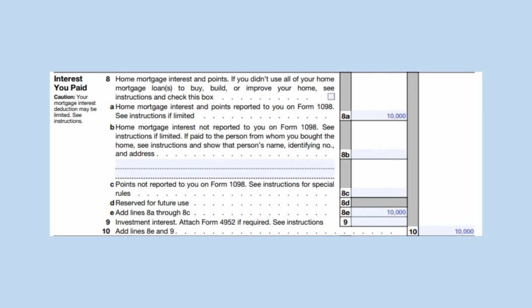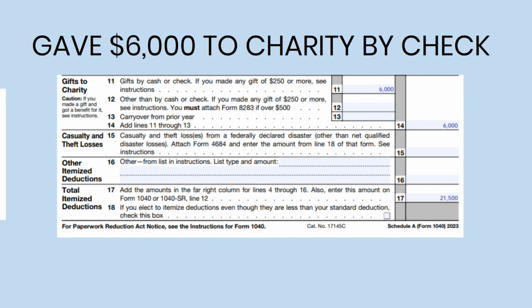Investment interest is interest that you paid on money that you borrowed that can be allocable to property held for investment. The next section is gifts to charity. In our example, you gave $6,000 by check to charitable organizations. Since this amount is not more than 30% of your adjusted gross income, it is all fully deductible on line 11. On line 12, we will leave that blank as you did not give any gifts other than cash or check. And on line 13, you did not have a carryover from a prior year.